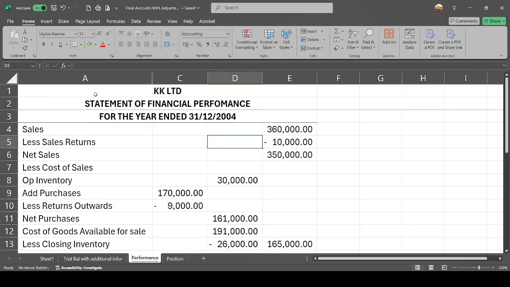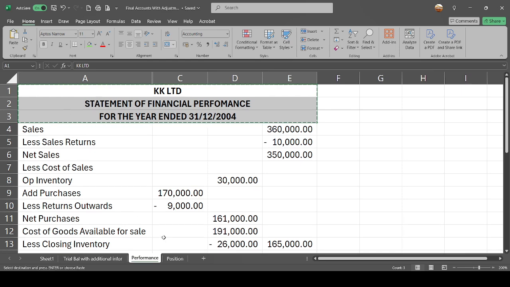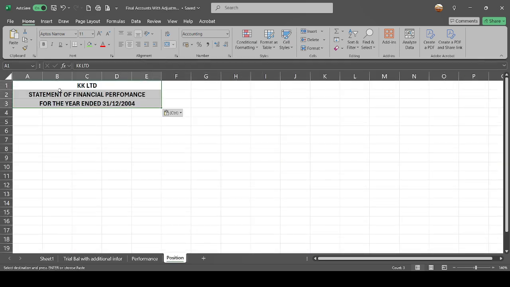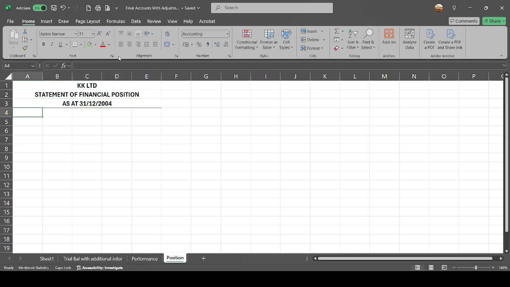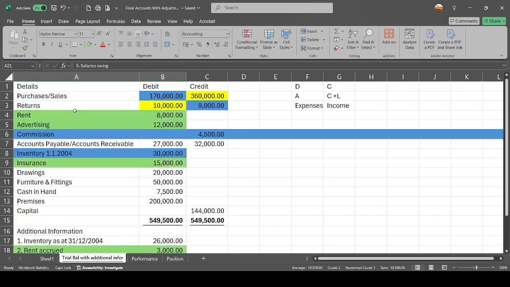So let me just come in again, copy this particular first part here, so that it makes my work easier. So this is statement of financial position, not performance now, position. Then it is not for the year ended, it is as at 31st of December 2004. And of course now this starts with the non-current assets, and if we come to our trial balance, our non-current assets, we have furniture and fittings, and then the premises.